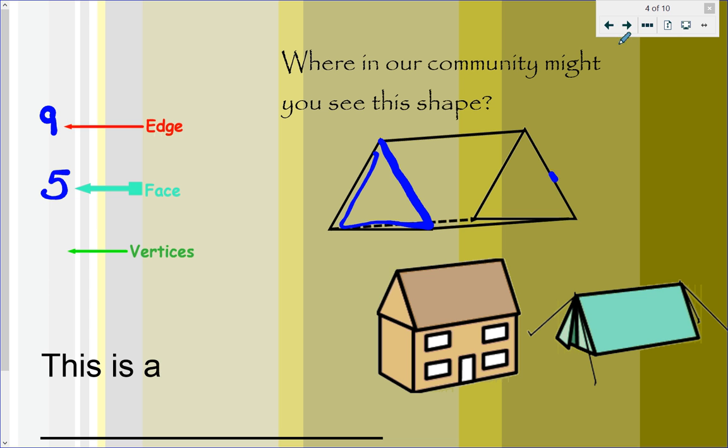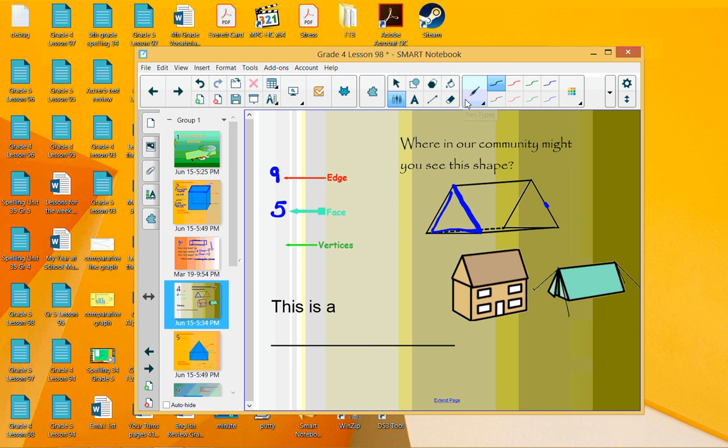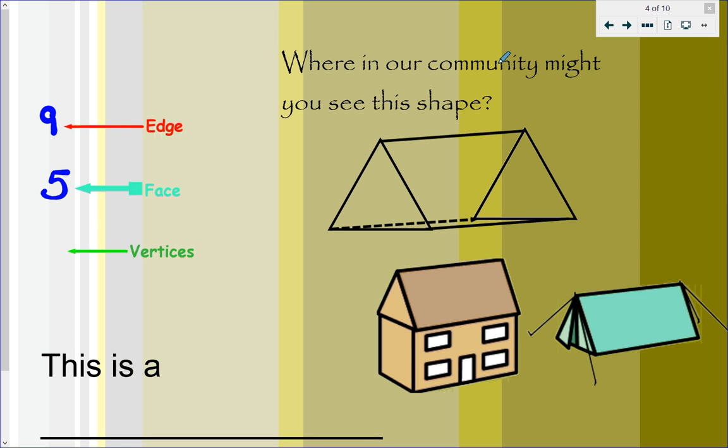All right, so for this one then, what we want to take a look at is how many vertices do we have? All right, let's check it out. How many corners do we have? Corners, 1, 2, 3, 4, 5, 6. I have 6 vertices. All right.